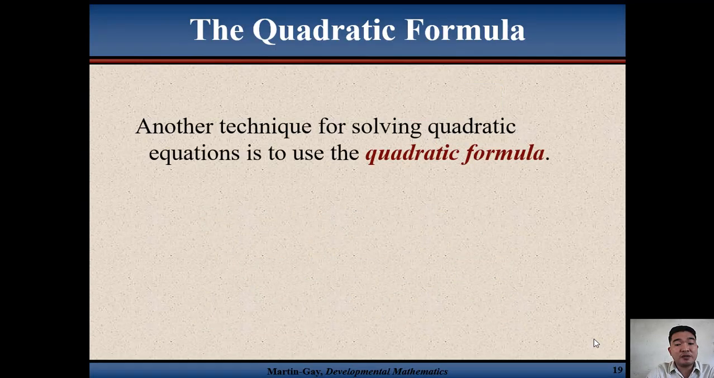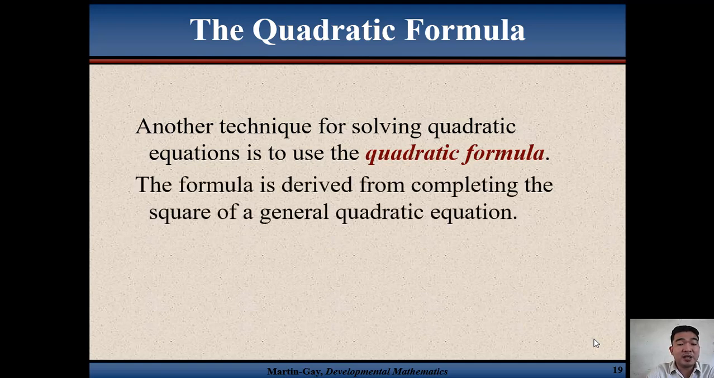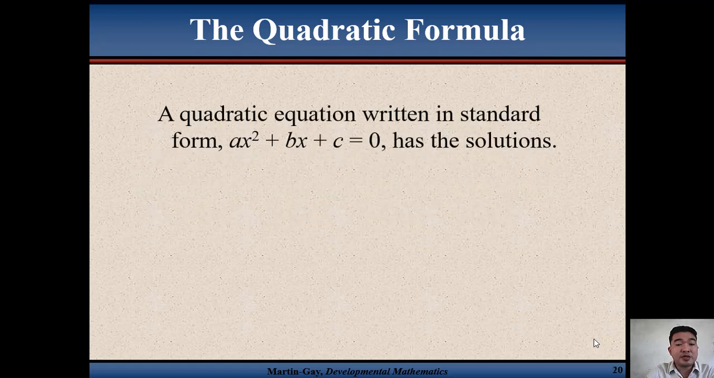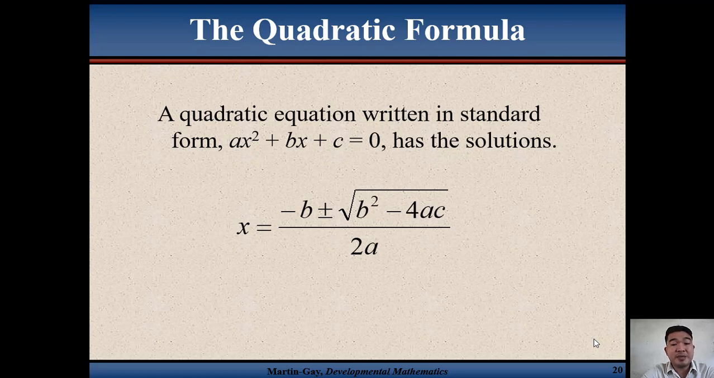So another technique for solving quadratic equations is to use the quadratic formula. And the formula is derived from completing the square of the general quadratic equation. A quadratic equation written in standard form, ax squared plus bx plus c equals 0, has the solutions x equals negative b plus or minus the square root of b squared minus 4ac all over 2a. So this is the quadratic formula being derived from the standard form of the quadratic equation.